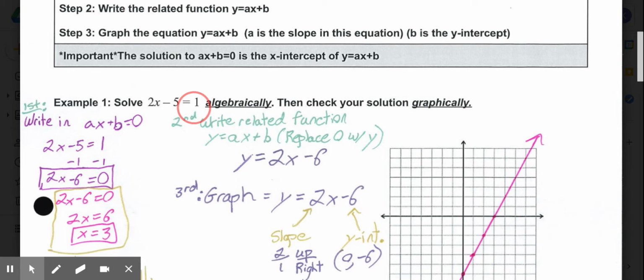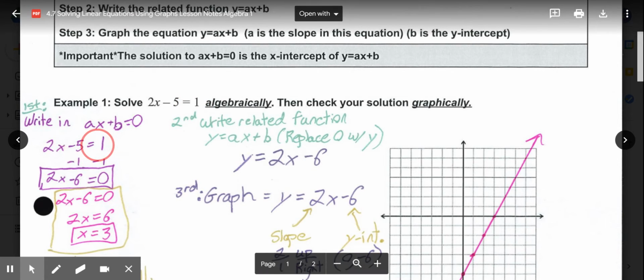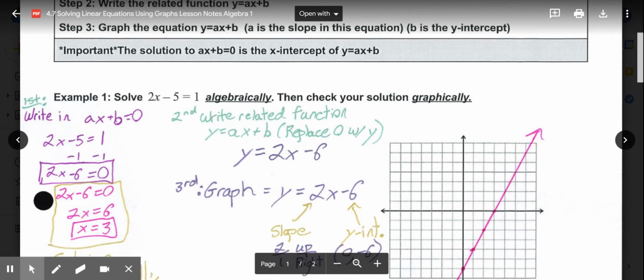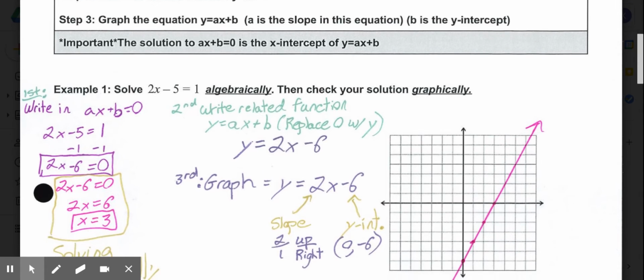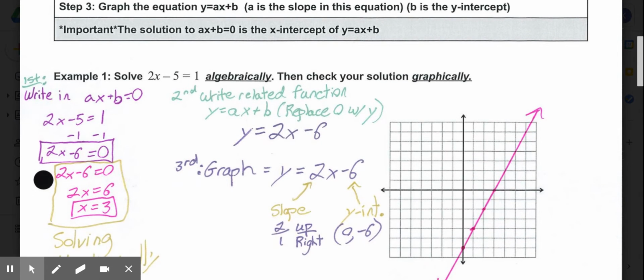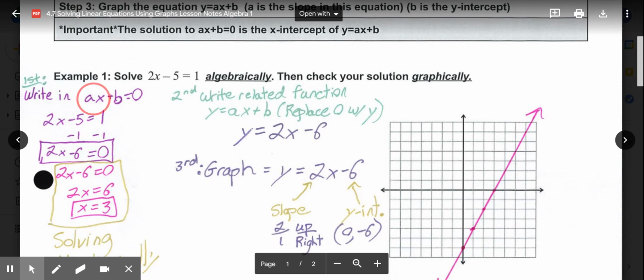So we need to rewrite this so it equals 0. I need to take the 2x minus 5 equals 1, subtract 1 from each side, and I have 2x minus 6 equals 0. That is now in the form ax plus b equals 0. So I just did my first step for checking it graphically.